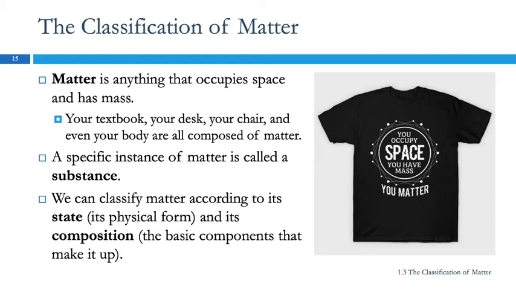So there's different ways that we can classify matter. We can classify it according to its state, its physical form, or we can look at its composition. What is it made out of?